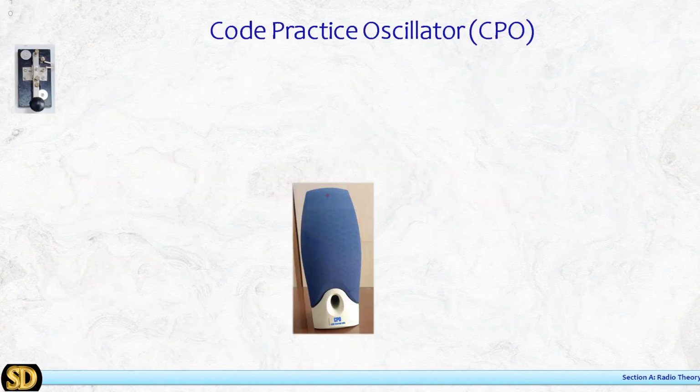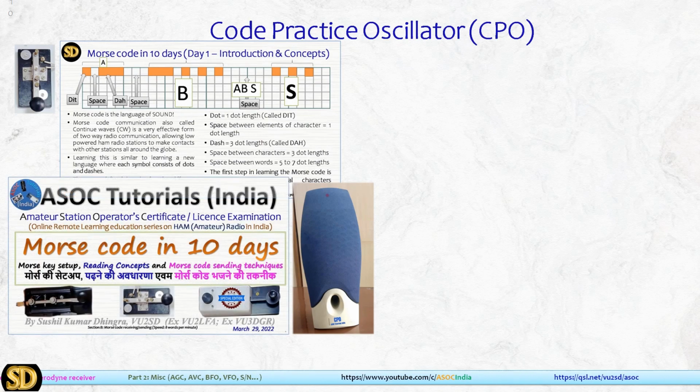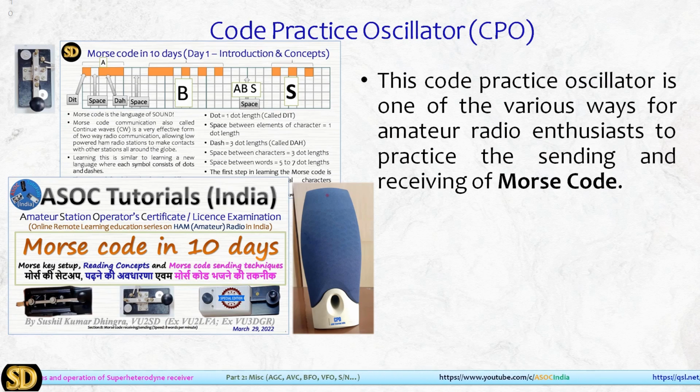Now coming to one more oscillator, the code practice oscillator. If you remember, I have explained Morse code. In that lesson, I explained everything: what a CPO is, why it is needed, what Morse code is. But here I want to add one line. To practice or to learn Morse code, we need a local code practice oscillator. This code practice oscillator is one of the various ways for amateur radio enthusiasts to practice sending and receiving Morse code using a local oscillator and a Morse key.